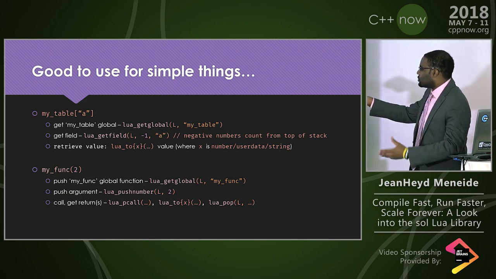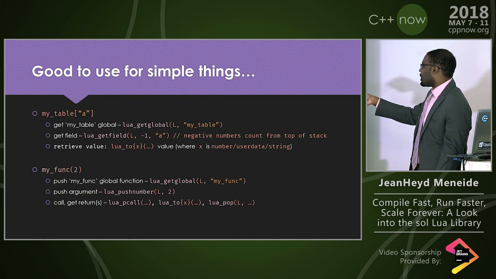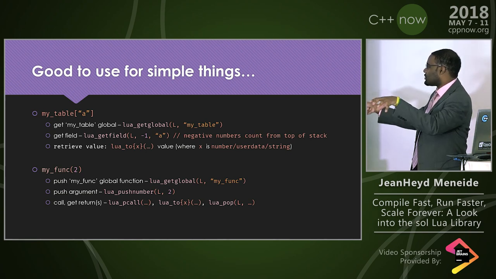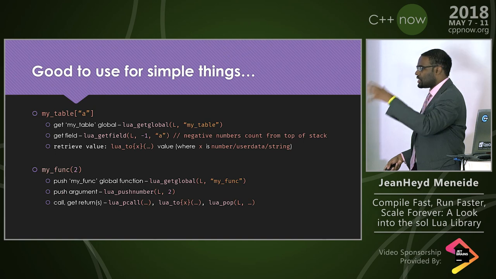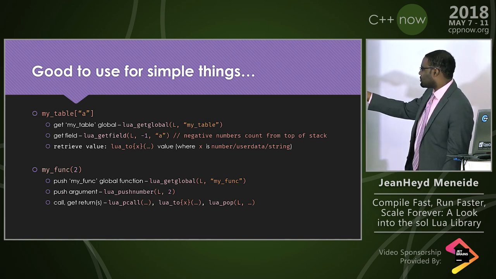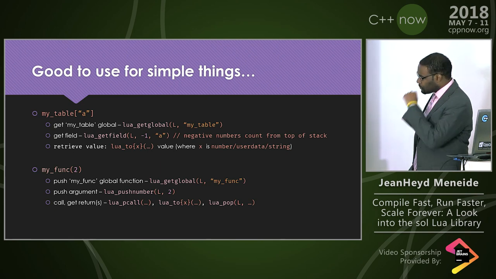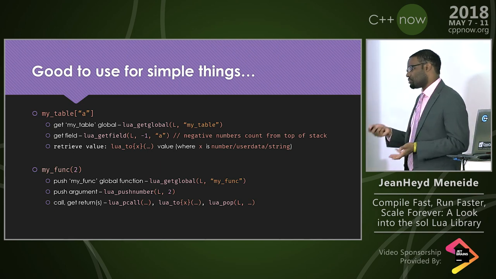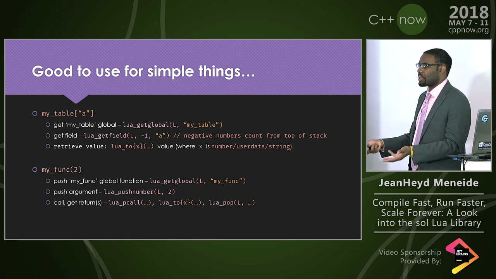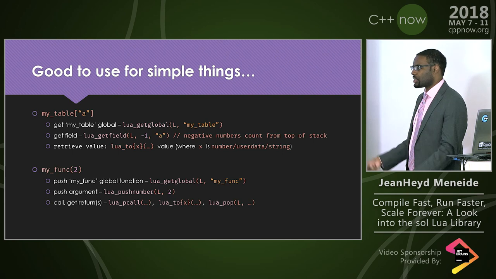And then you retrieve the value out of that thing that's left on the stack now. So there's this thing we got out of the stack that represents my table, and we index into my table with A, and then we use lua_to-something to get the number, user data, string, whatever it is. And so that's not too difficult, right? It's three functions you have to call to get a value out of Lua, minus some lua_pops for cleaning up your stack.